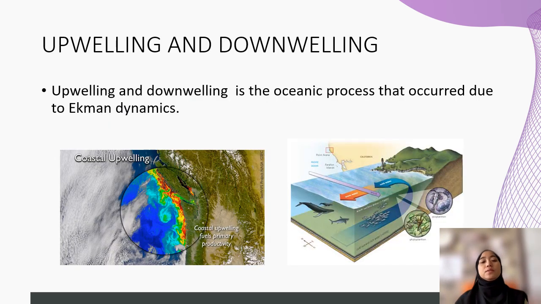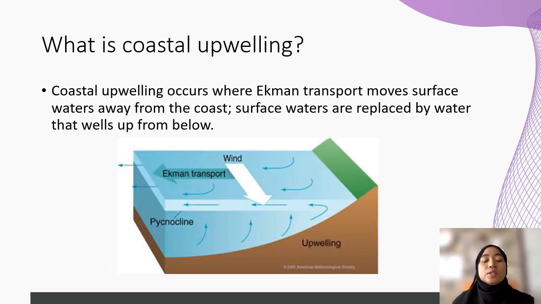And then, as we know, Ekman dynamics will cause processes in the ocean called upwelling and downwelling. So what is upwelling and what is downwelling? Upwelling is what more people want to study because it will give productivity in the ocean. So what is coastal upwelling? Coastal upwelling occurs where Ekman transport moves surface water away from the coast. And then surface waters are replaced by bottom, nutrient-rich, cool water from the deep ocean towards the surface.